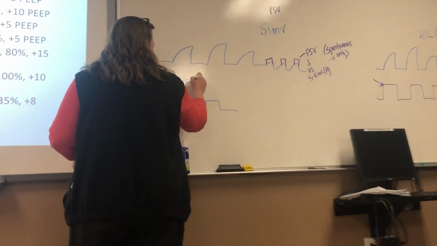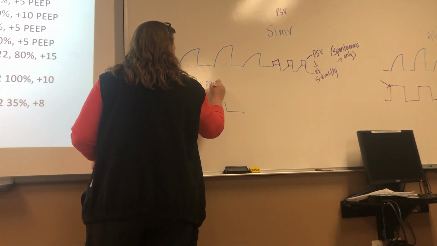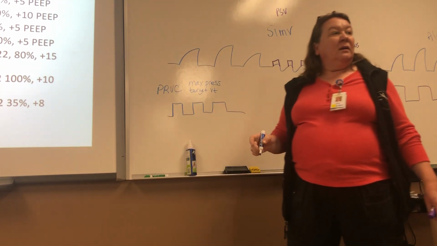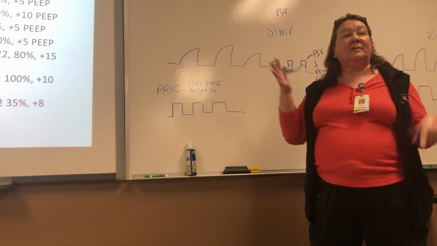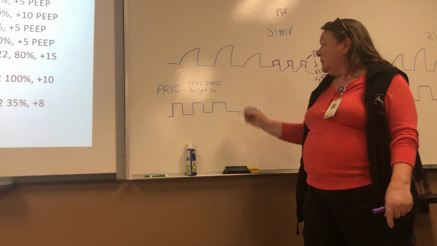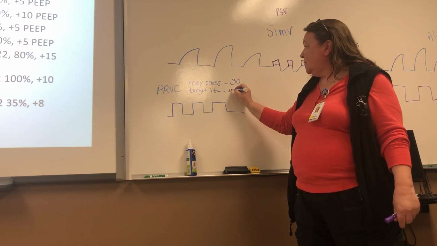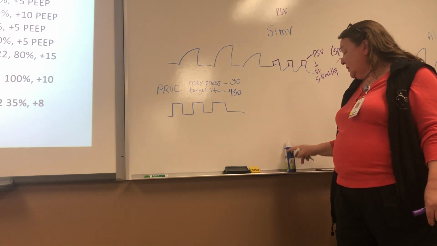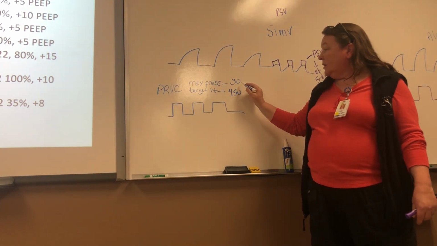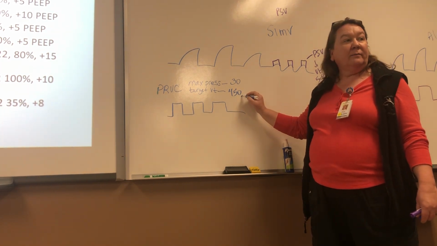So in PRVC, you set the max pressure and a target tidal volume. Is PRVC an open loop or a closed loop? Closed loop, because it's going to auto adjust based on what it's watching. So max pressure, let's say we go to 30, and our target tidal volume is 450. What's nice about PRVC and why a lot of places use it is because the ventilator is going to use the lowest possible pressure to deliver this target tidal volume that you want.